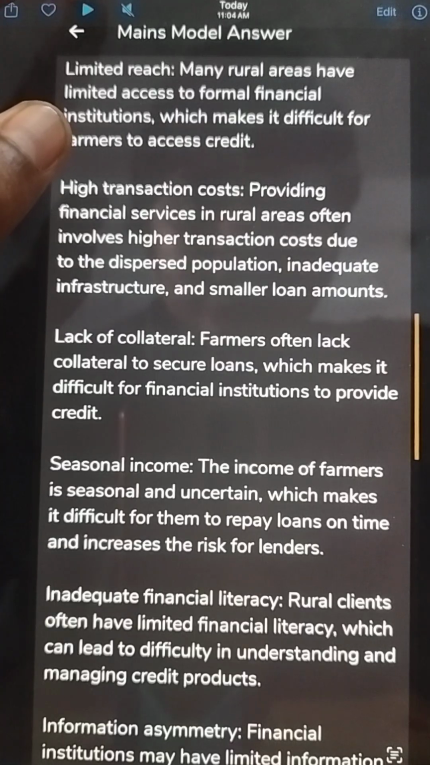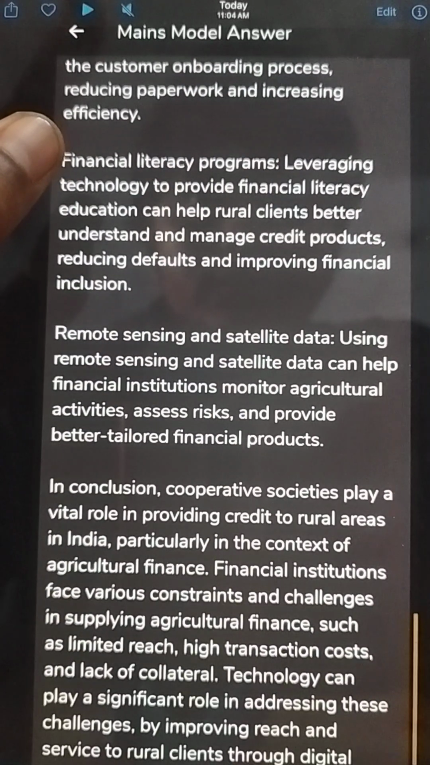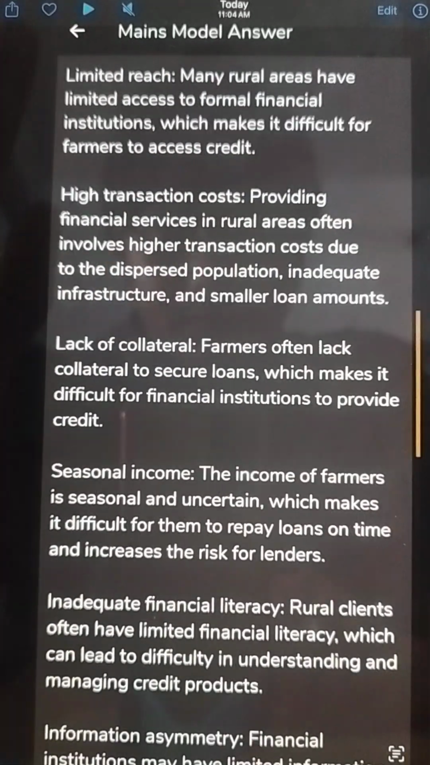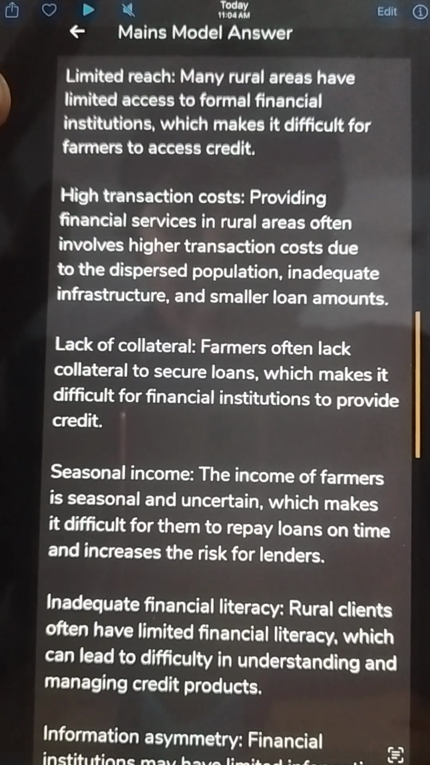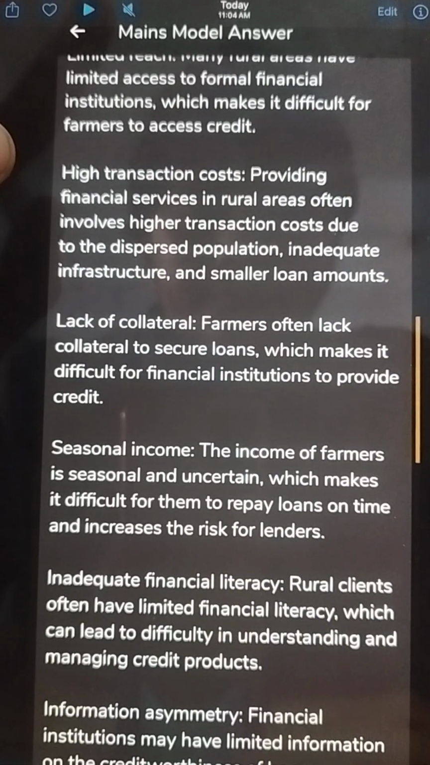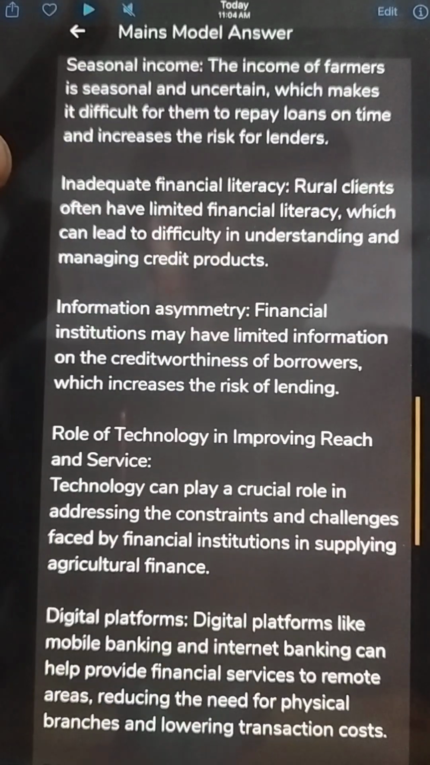Then third is seasonal income. The income of farmers is seasonal and uncertain, which makes it difficult for them to repay loans on time and increases the risk for lenders. Then inadequate financial literacy. Rural clients often have limited financial literacy, which can lead to difficulty in understanding and managing credit products. Then comes information asymmetry. Financial institutions may have limited information on the creditworthiness of borrowers, which increases the risk of lending.